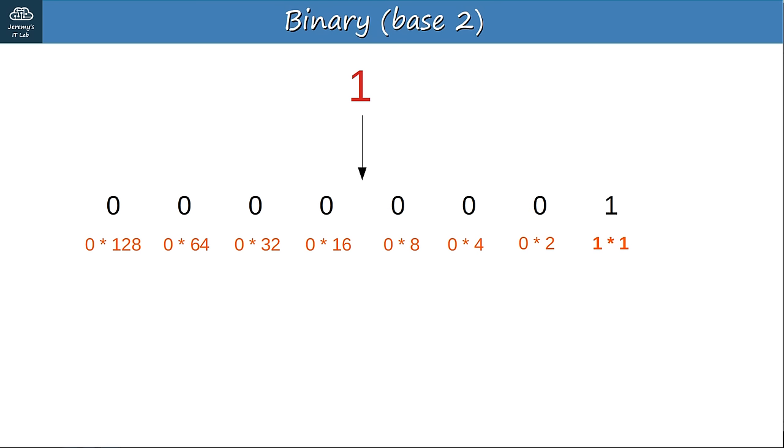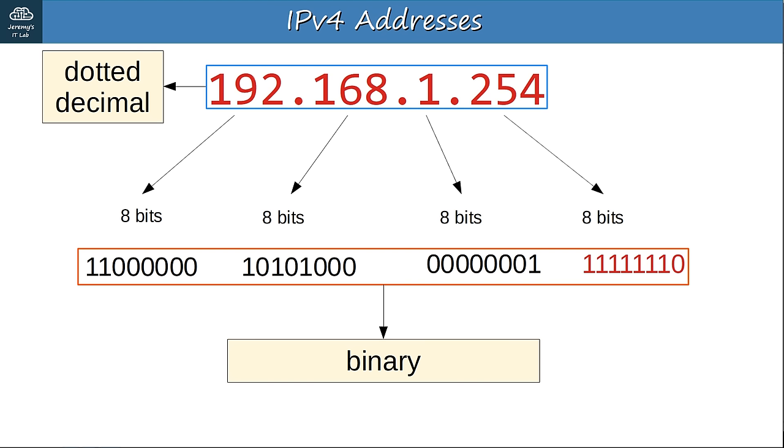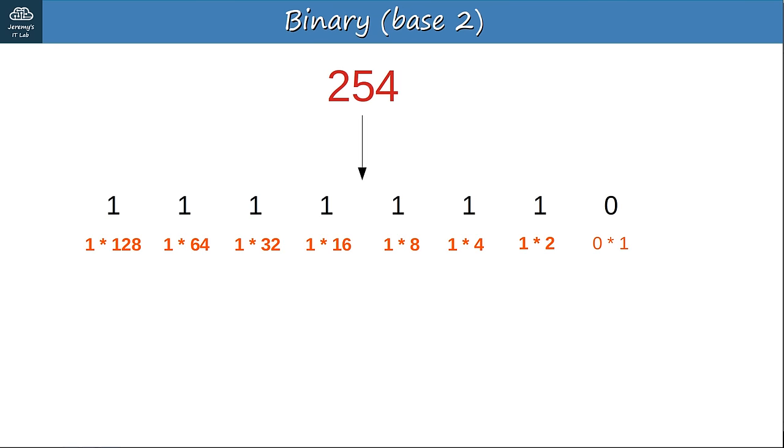Let's go to the last 8 bits of the IP address. 254 is equal to 11111110 in binary. Let's take a look. Binary 11111110 represents 1 unit of 128, 1 unit of 64, 1 unit of 32, 1 unit of 16, 1 unit of 8, 1 unit of 4, and 1 unit of 2. Add those all together and you get 254.